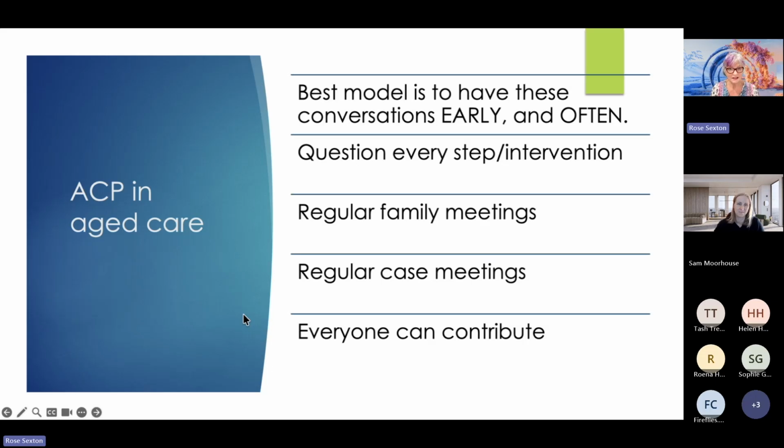Regular case meetings really encourage the team to sit around and talk together about, say, if you identify that you've got some residents who appear to be in the last 3 months or 6 months, if you ask that surprise question, would you be surprised if they were still here in 6 months? And the answer is no.